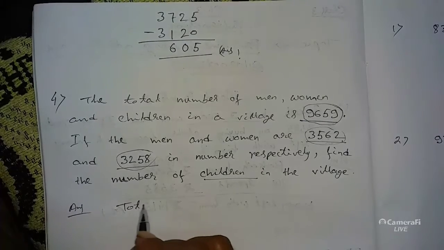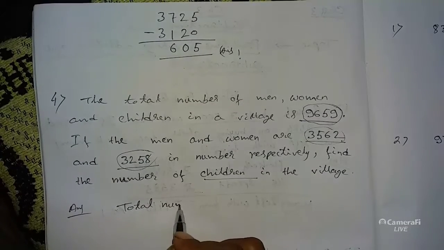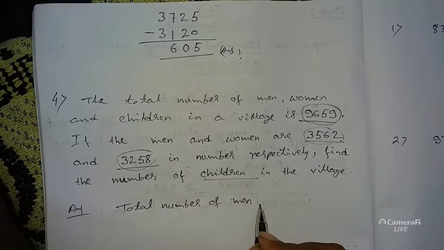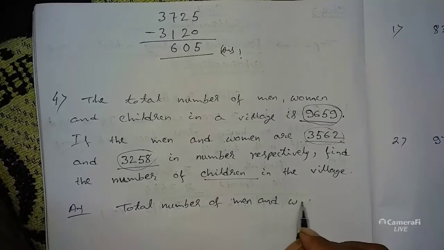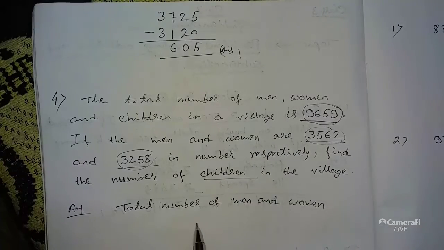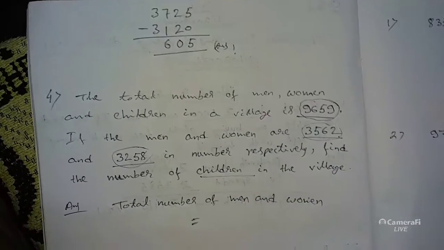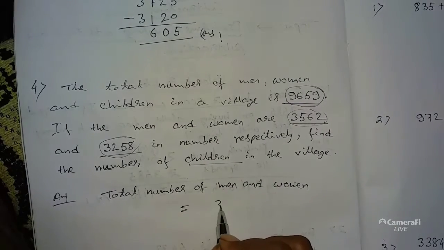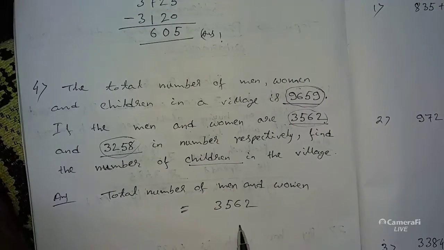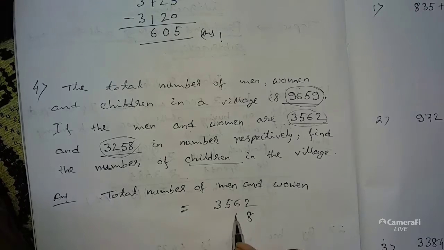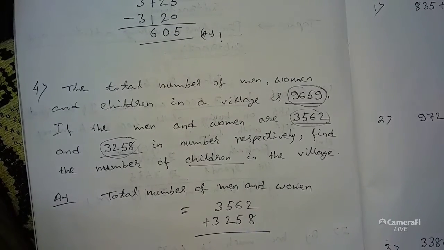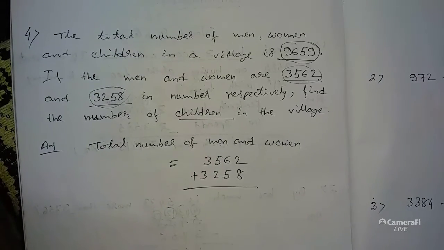So total number of men and women equal to, we have to add the number of men and women, that is this one and this one, 3562, and below this number add. Let us add this.